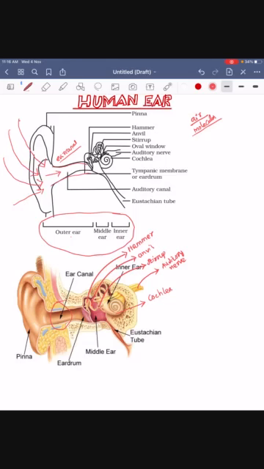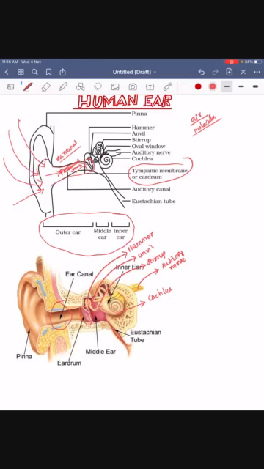At the end of the ear canal there is a thin vibrating membrane, called the eardrum or tympanic membrane. It is like a thin balloon sheet. When the pressurized waves enter and reach the eardrum, the eardrum vibrates.